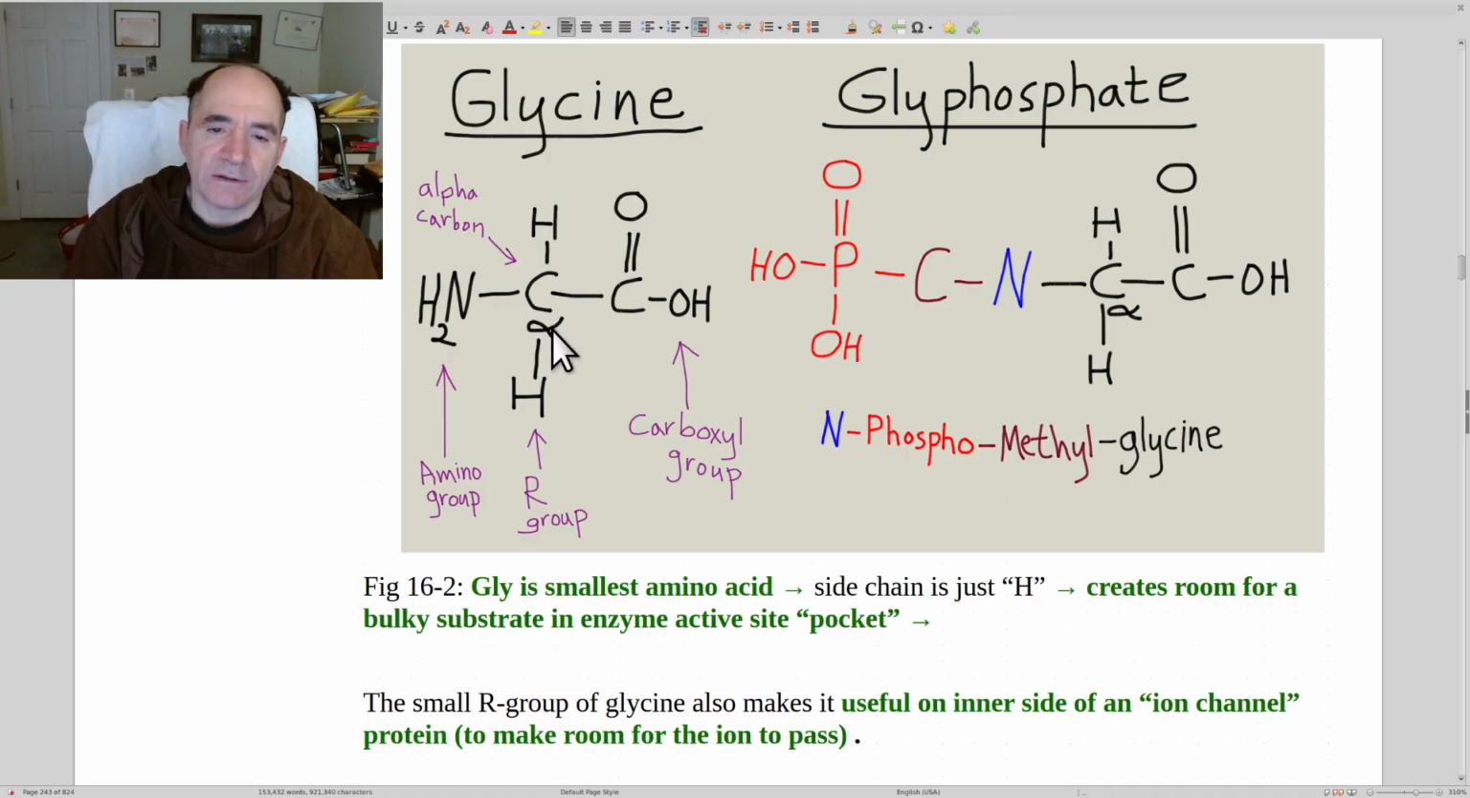So here's glycine. There's the alpha carbon. And what's unique about glycine is it's the smallest amino acid. Its R group is just a hydrogen. That's as small as it can possibly be. So it's the smallest possible amino acid.